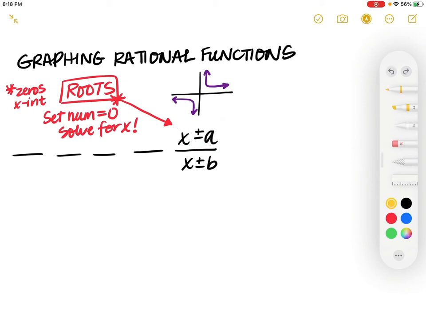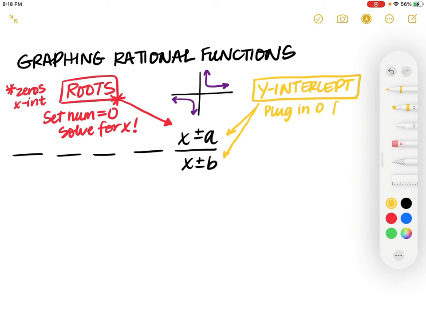So what about the y-intercept? For the y-intercept, we can't just look at the numerator, we have to look at the whole function. So what we're going to do with our y-intercept is what we've done with every other function we've ever seen. We're going to plug in x everywhere, both the numerator and the denominator. So we're going to plug in 0 specifically. And then we're just going to evaluate that function, meaning simplify it down to get that result.